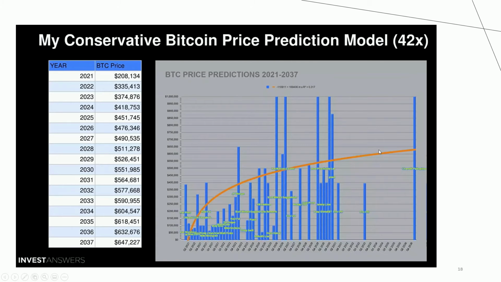All right, now here's the actual model. So here on this chart, you can see the 42 different valuations that he used, and then he just did a log regression on this guy right here, and he came up with his own model for that. Now for 2030, his model was saying it's going to be just a little over $500,000 per Bitcoin.